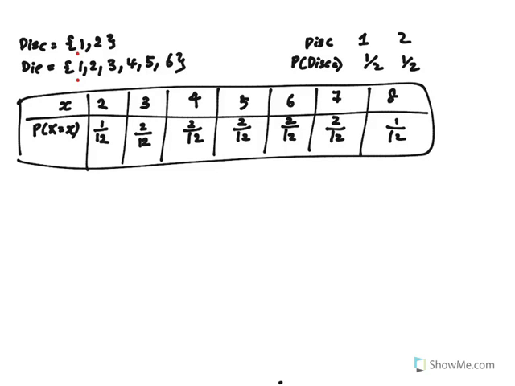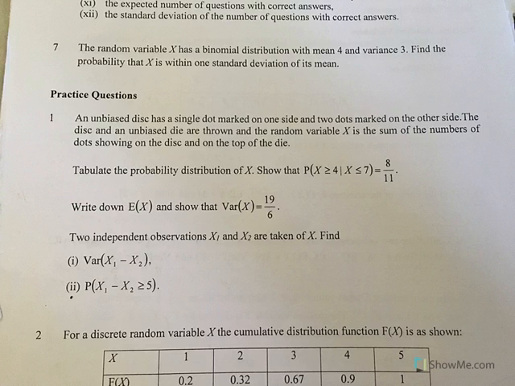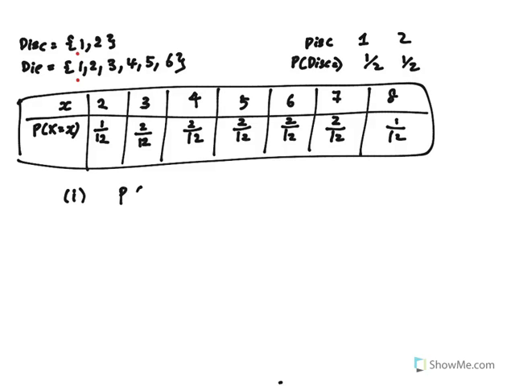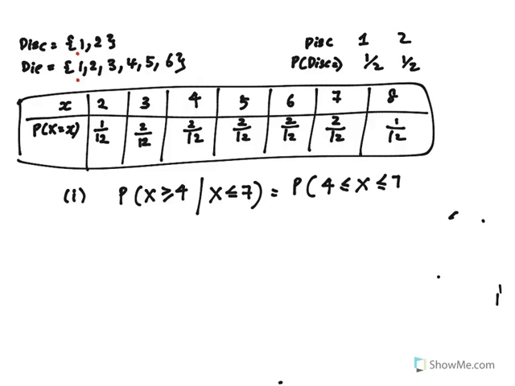The first part: we need to show that the probability of X greater than or equal to 4, given that X is less than or equal to 7, is 8 over 11. So we just go by definition. For the probability of A given B, it's the probability of A intersect B over the probability of B. So X has to be greater than or equal to 4, and it also has to be less than or equal to 7, over the probability of X less than or equal to 7.